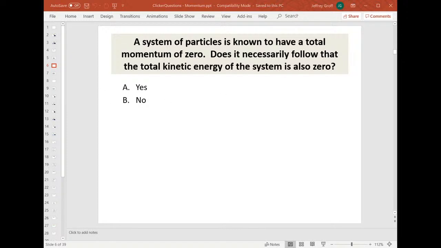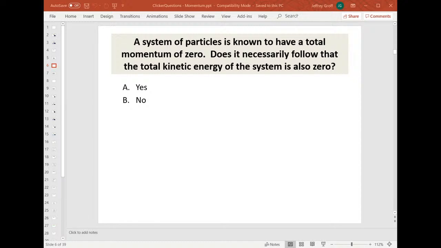Let me clear out the responses in the poll, and it is open again. A system of particles is known to have a total momentum of 0. Does it necessarily follow that the total kinetic energy of the system is also 0? Yes or no?